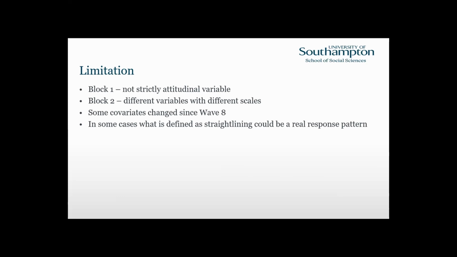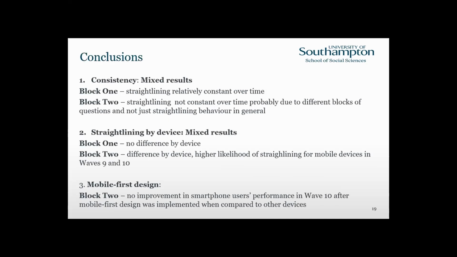Of course, as I mentioned, we treated all our covariates as time constant, but some covariates changed since wave 8. For example, qualification can change, income can change, and things like marital status. And in some cases, what we define as straight lining, using our definition, could be a real response pattern. But of course, this is the problem for all studies which are investigating straight lining, and it's quite difficult to differentiate between real pattern and straight lining for these cases.